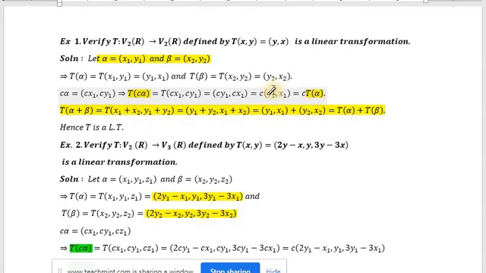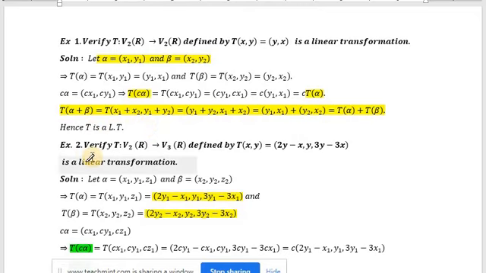T of c alpha is equal to c into T alpha. T of alpha plus beta is equal to T of alpha plus T of beta. So both the conditions are satisfied. Hence T is a linear transformation.